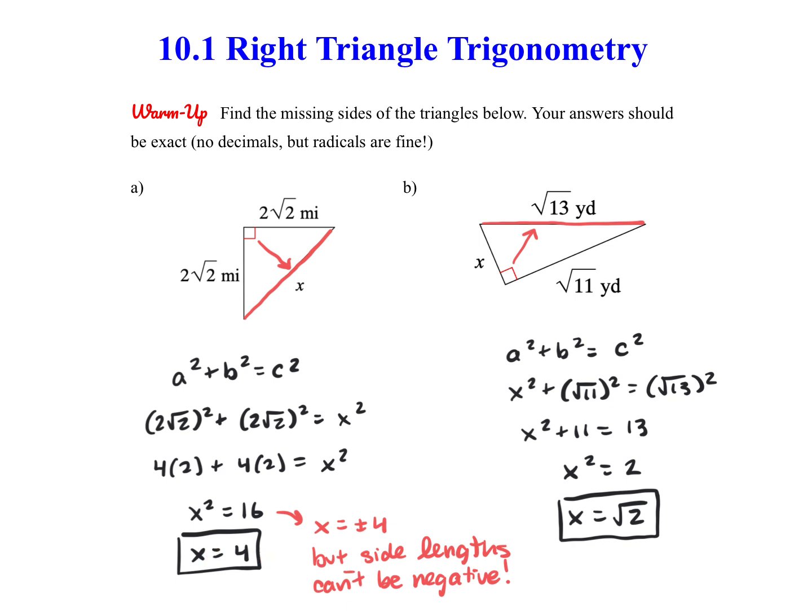I do want to point out, in a step like this, here I'm taking the plus or minus square root of both sides. However, if x represents the side of a triangle, we know that triangle sides can't have negative lengths, so it's just always going to be the positive answer. But I don't want you to forget that technically we are taking the plus or minus square root of both sides.